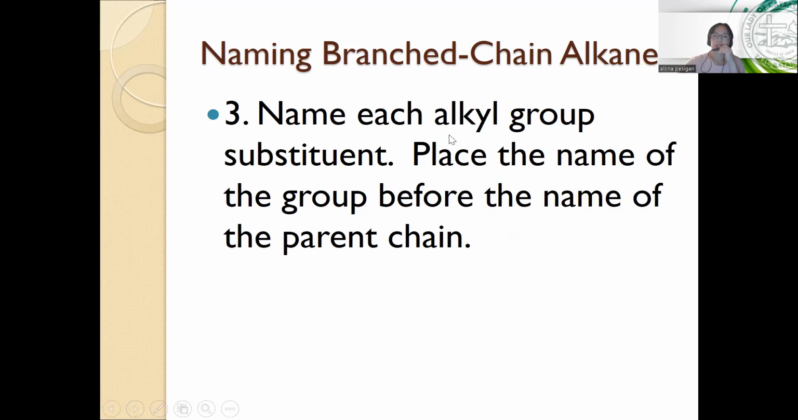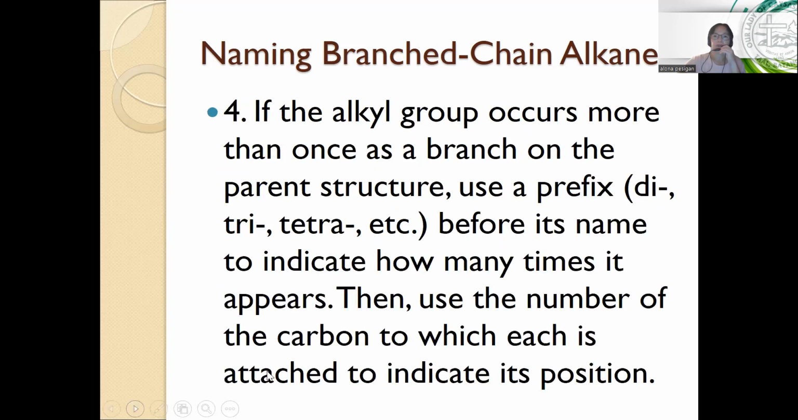The third, name each alkyl group substituent. Place the name of the group before the name of the parent. So you have to name first the substituent before the parent chain. If the alkyl group occurs more than once as a branch, then use prefixes such as di, say dimethyl, trimethyl, tetrabutyl, before its name to indicate how many times it appears. Then use the number of the carbon to which each is attached to indicate its position.